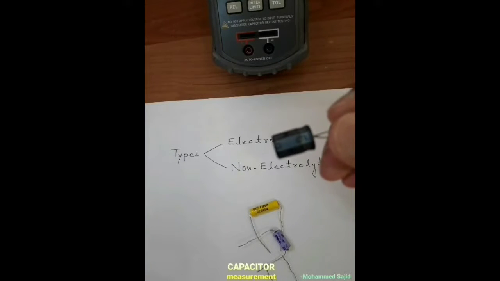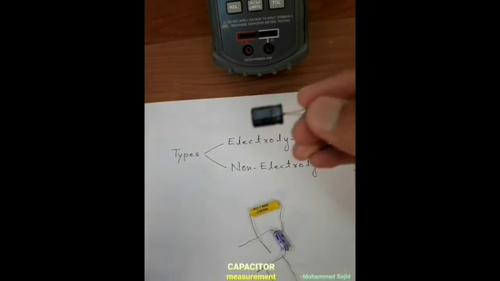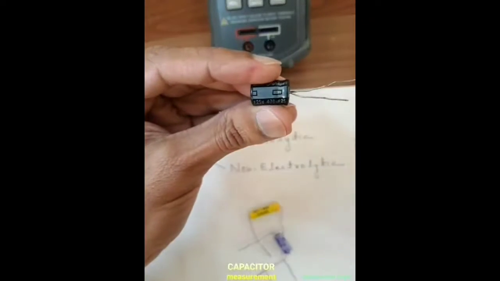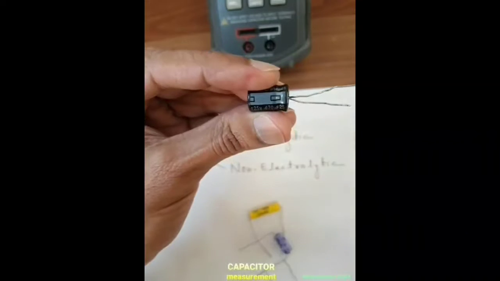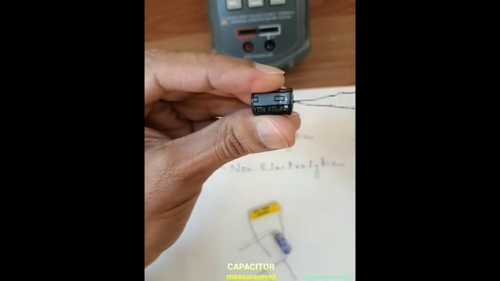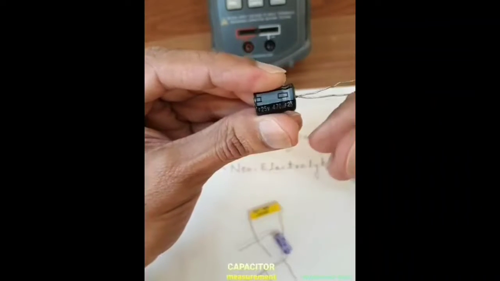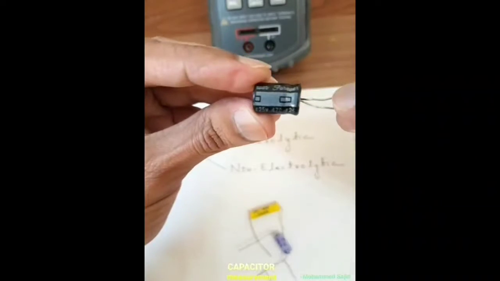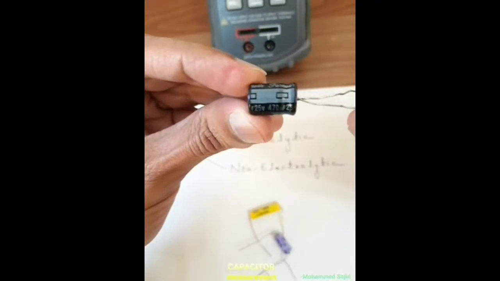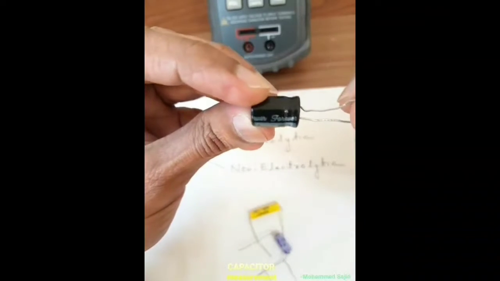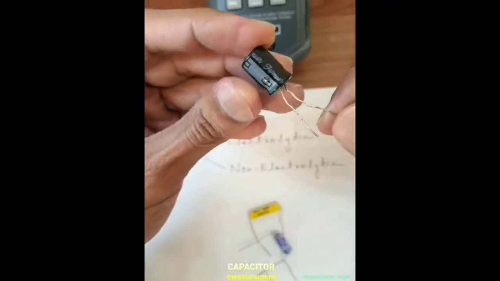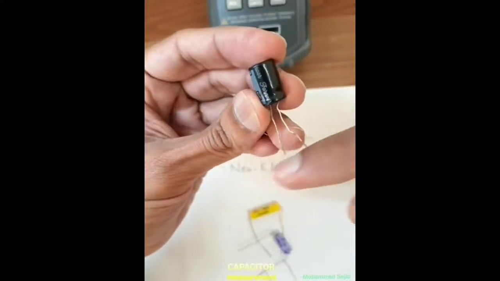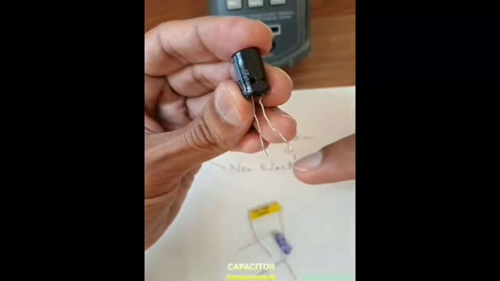First you have to look for the negative sign on the capacitor. Here you can see the negative sign is marked. Generally the negative sign is marked and the positive sign is not given. If a negative sign is there, that means this capacitor is polarized. That means one terminal is negative and the other is positive. Also, the negative lead will be shorter in comparison with the positive lead.